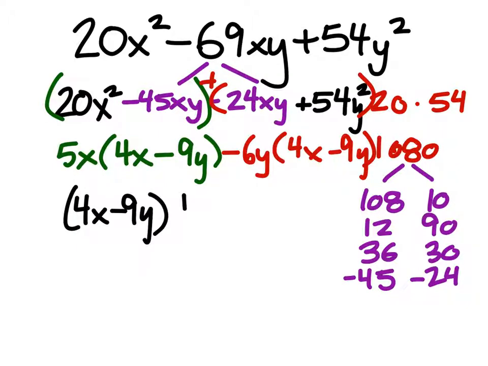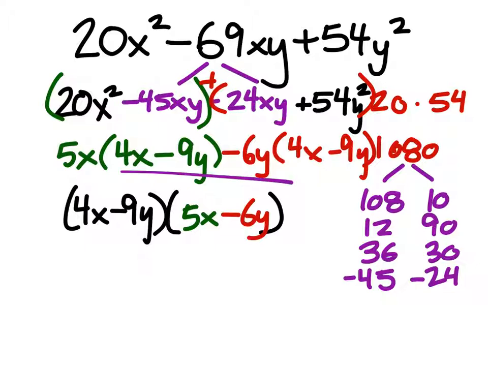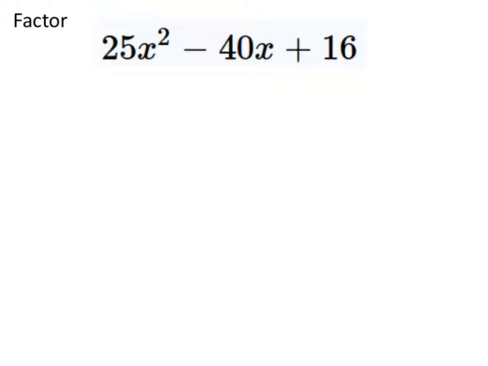And I've got in this other set of parentheses the 5x and the negative 6y. That's it. I can't factor out anything else from those. So I would be careful on this. You could factor this regularly and it would be great, okay?